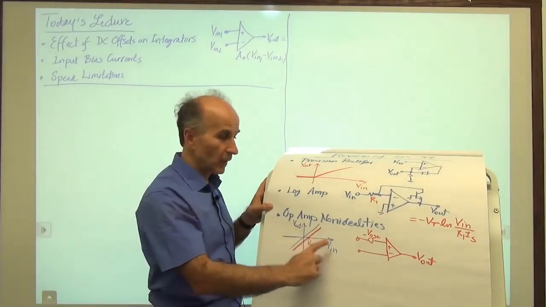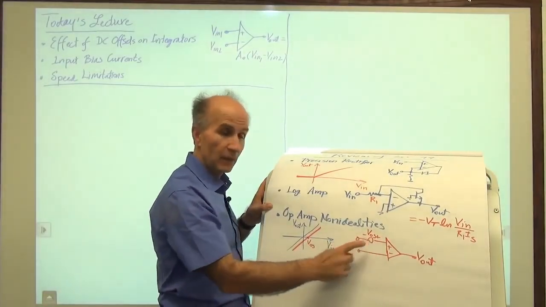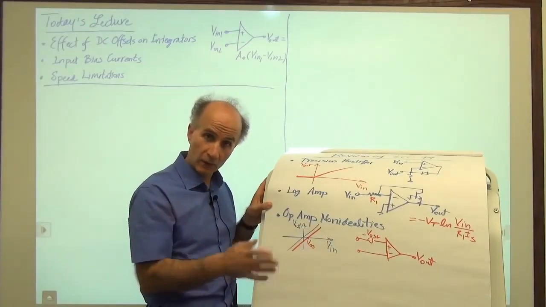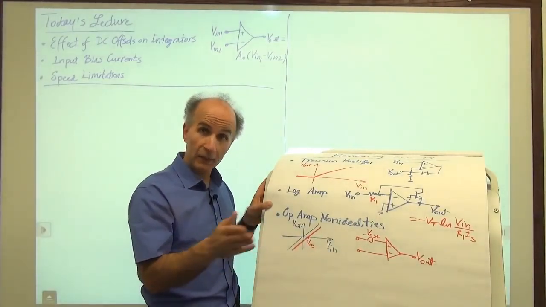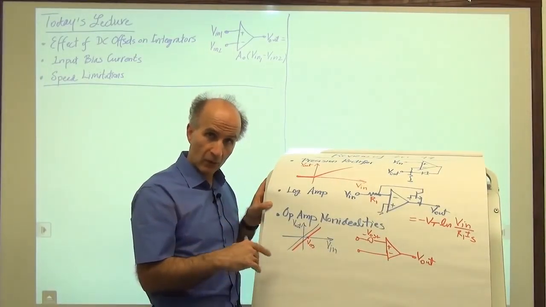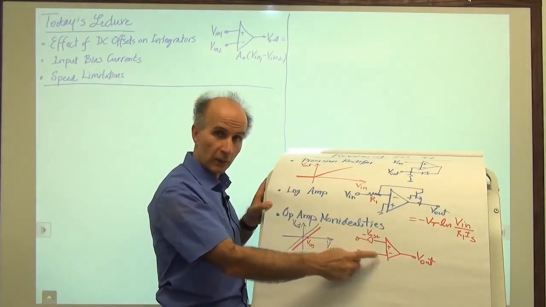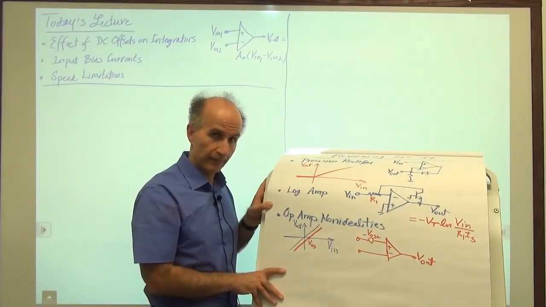And we modeled that by a voltage source in series with one of the inputs. We said that VOS is a random quantity, so it has different values and different polarities, positive and negative. So as far as the polarity is concerned, we can put it here or we can put it here. It doesn't make any difference.